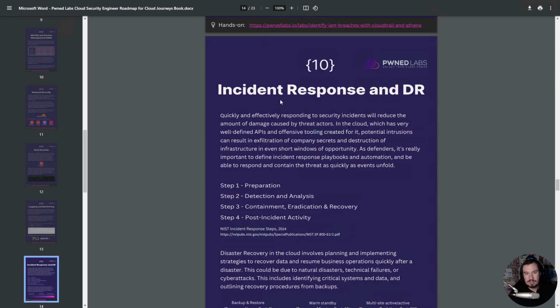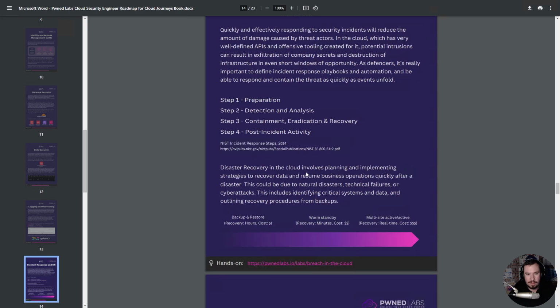And incident response, right? Quickly and effectively responding to security incidents will reduce the amount of damage caused by threat actors. In the cloud, which has very well-defined APIs and offensive tooling created for it, potential intrusions can result in exfiltration of company secrets and destruction of infrastructure in even short windows of opportunity. As defenders, it's super important to find incident response playbooks and automation and be able to respond and contain the threat as quickly as events unfold.